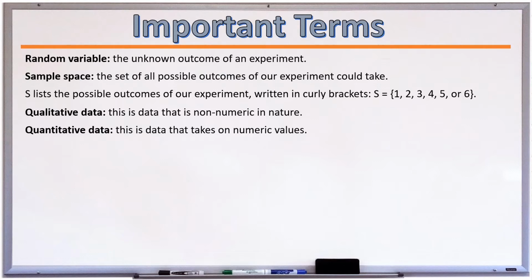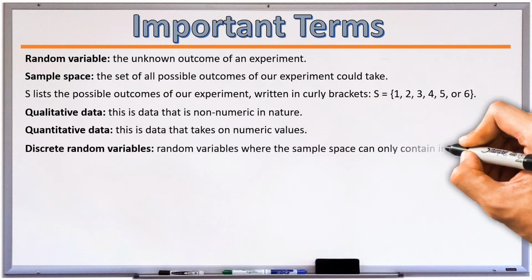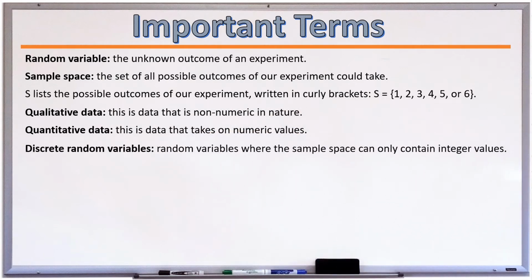When data is quantitative, our random variables can either be discrete or continuous. Discrete random variables. These are random variables where the sample space can only contain integer values. In other words, only positive or negative whole numbers ranging from negative infinity to positive infinity.